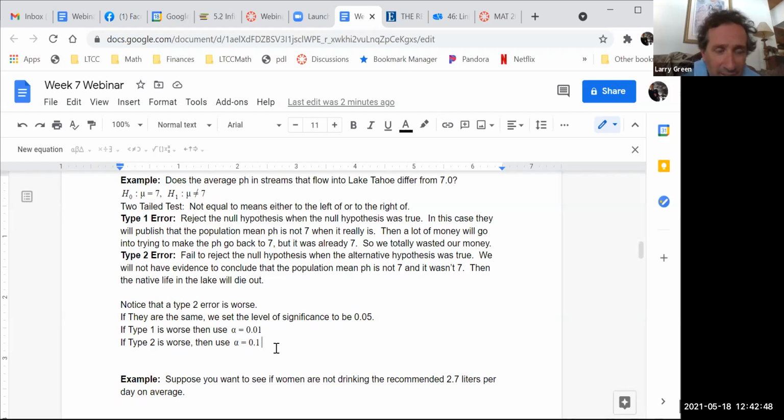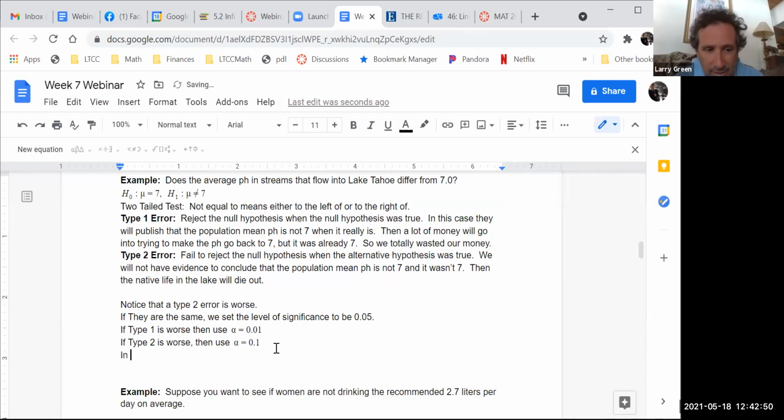Okay, so in this case, let's use, so type 2 error is worse, we're using 0.1. Because type 2 is worse, and we decided that type 2 is worse, use 0.1 or 10%. Any questions on this so far? So I'm going through a whole hypothesis test.